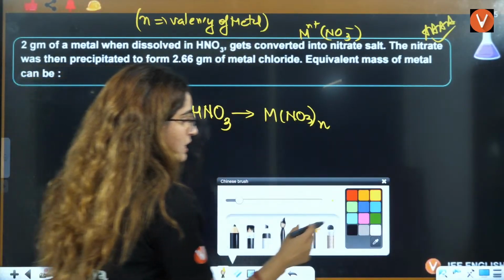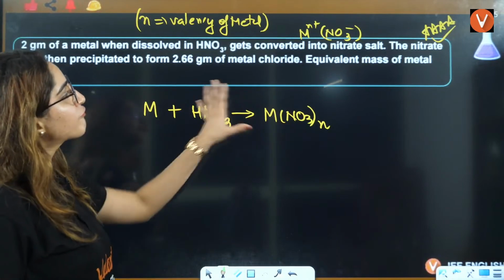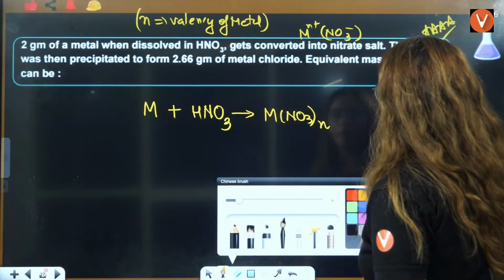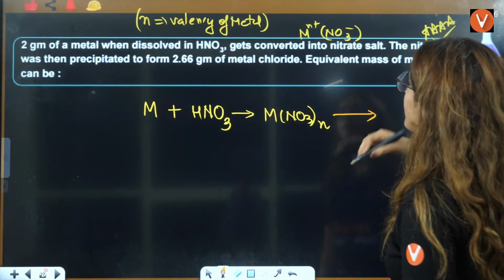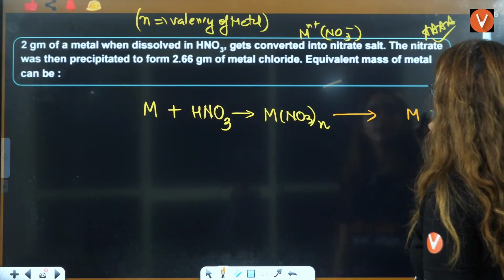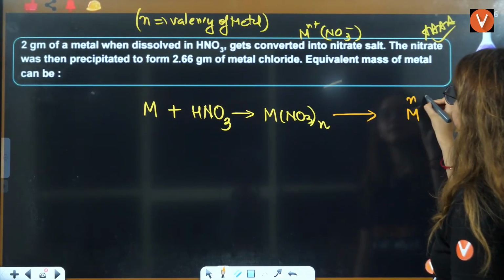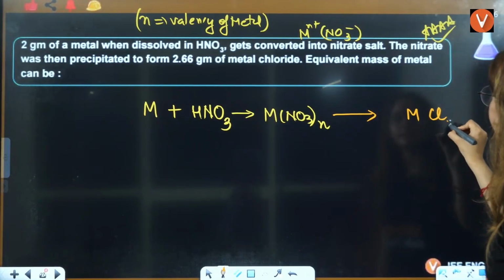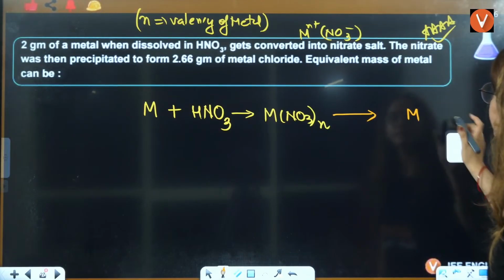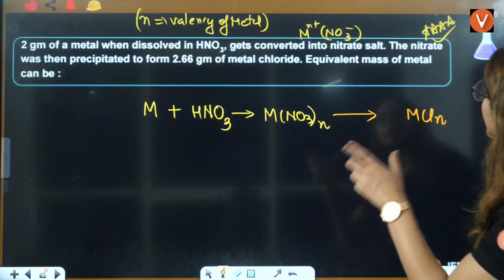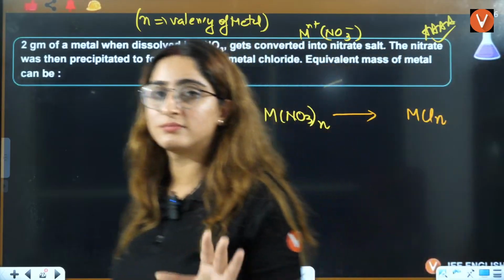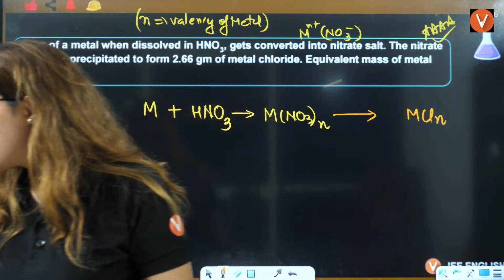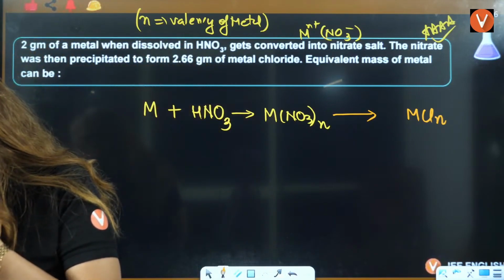Now, they are saying this nitrate is then precipitated to form metal chloride. Chloride is -1, the metal is N positive. After cross multiplication, you will have MClN as the answer. Now, they are saying the equivalent mass of metal can be found. You don't know what that metal is, you don't know its valency. You have to find it.